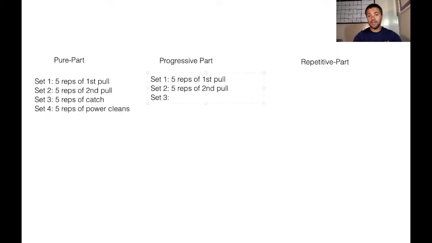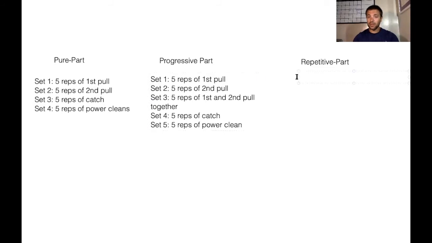So now, right, I said you do the first 2 parts in isolation, right, which we just did, then we practice them together. So now we're going to do 5 reps of first and second pull together, right? So as soon as I do my first pull, I go straight into my second pull. That's what that's saying there. So then now set 4, after I've done the first 2 parts together, I now practice the third part in isolation. So 5 reps of catch. And now that I've done that, I can now practice the skill in its entirety. So I'm going to do 5 reps of power clean, okay?